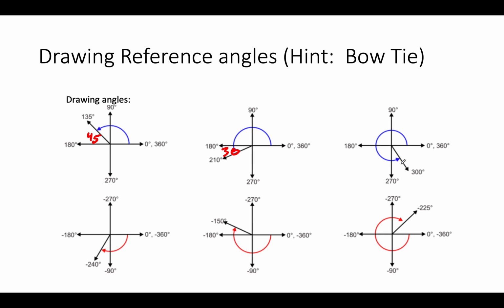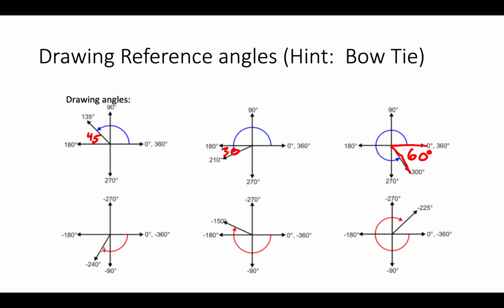Over here I went to 300. And again, this will always be my reference angle, very important. That's going to be 60 degrees. So if you had 300 degrees, you're actually going to use a reference angle of 60. Now we're going in a negative direction.